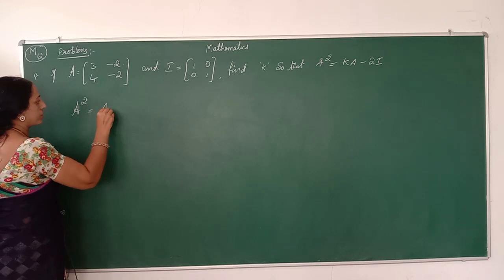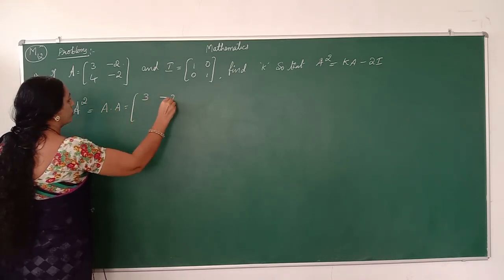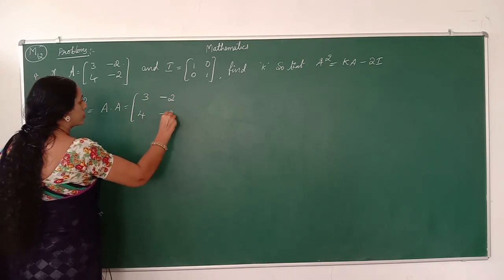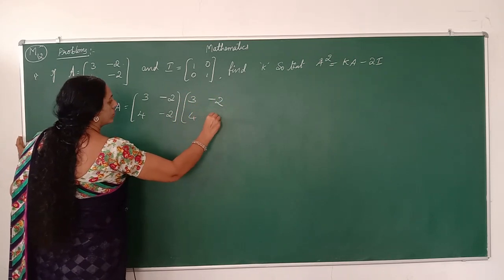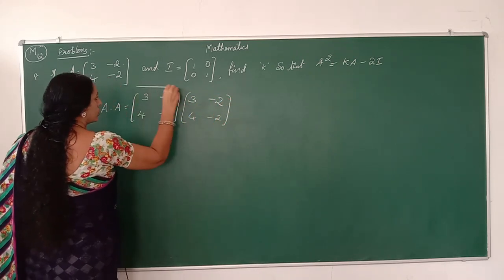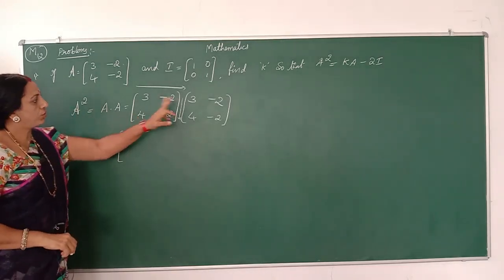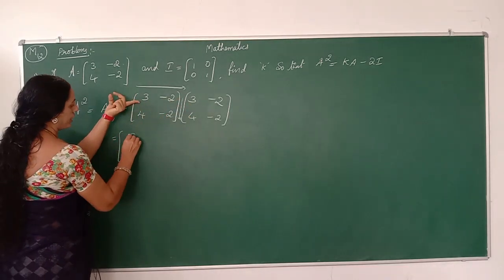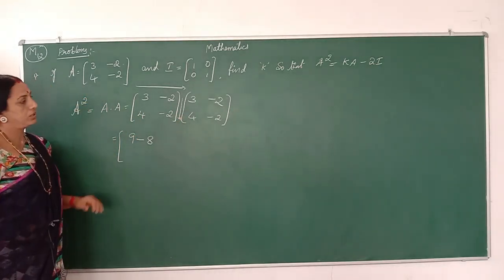A square is nothing but A into A. [3, -2; 4, -2] into [3, -2; 4, -2]. So multiplied with row and column. First row, first column: 3 into 3, 9. Minus 2 into 4, minus 8.